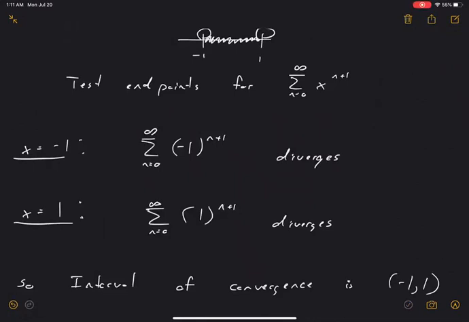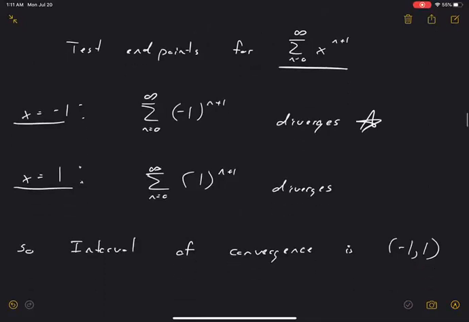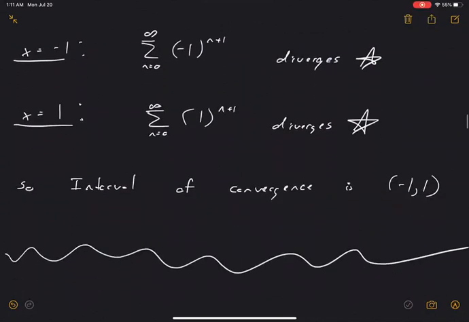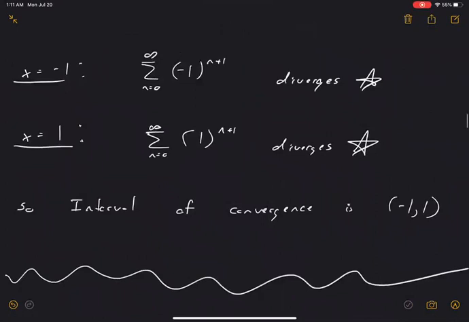So I plug in x equals -1. Okay, I see my series diverges. Remember, I'm plugging that value in here for x. That's going to diverge just because it's going to keep oscillating. And then I plug in x equals +1, and my series is going to blow up to infinity. Okay, so again, it diverges there. So both my endpoints diverge.